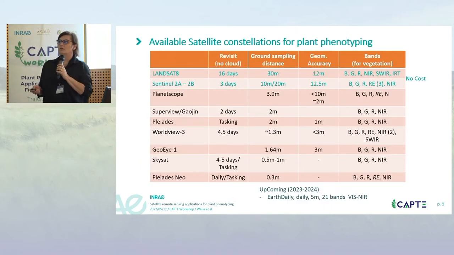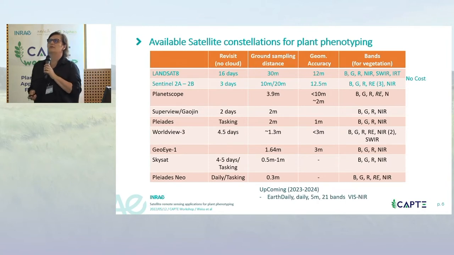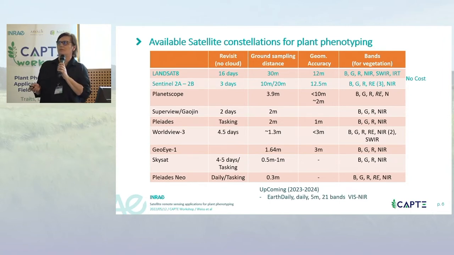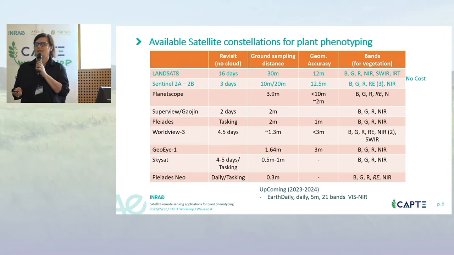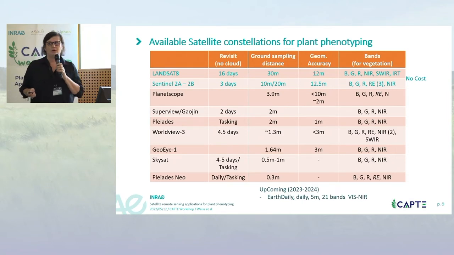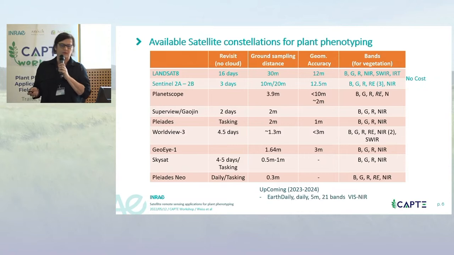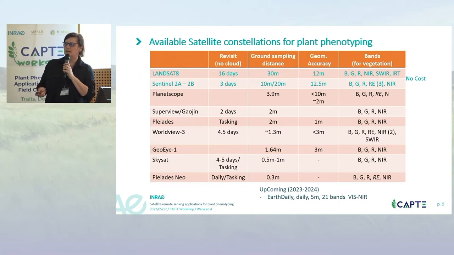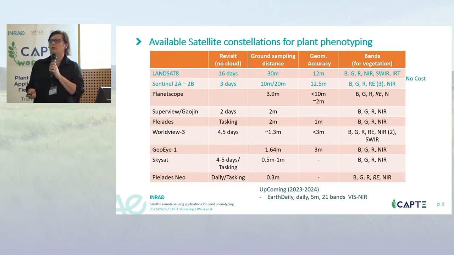So this is a non-exhaustive list of satellites that are available and that could be used for phenotyping. This is for field phenotyping, and this is for, let's say, more traditional experimental phenotyping. So you can see that you have resolution from 30 centimeters to, let's say, 4 meters and 10 meters. And all these data are actually not free, so you have to pay for them.